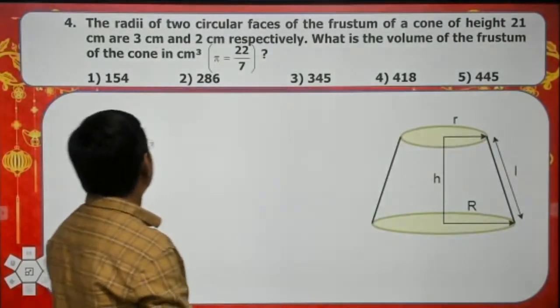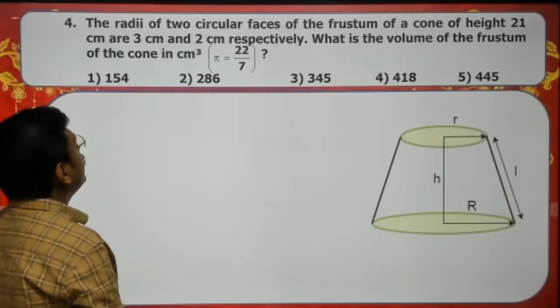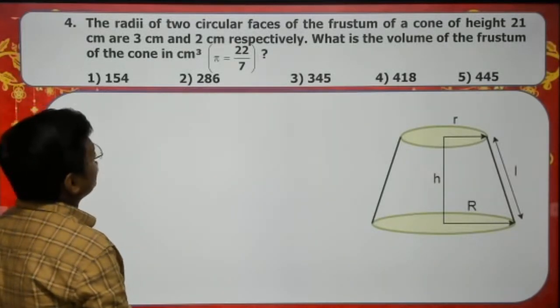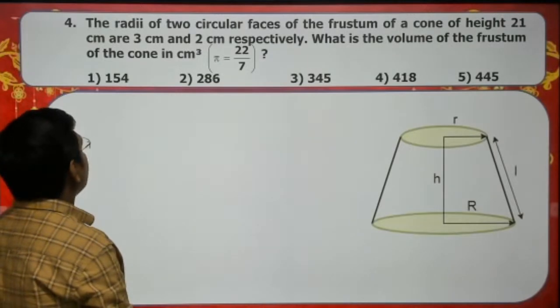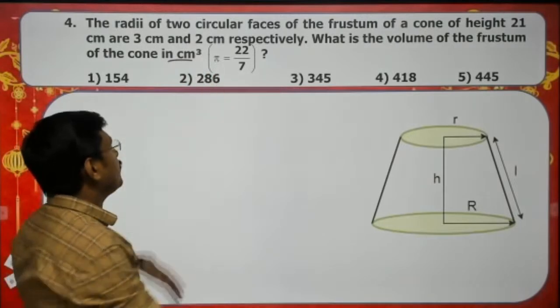Okay, I am reading this. The radii of two circular faces of the frustum of a cone of height 21 cm are 3 cm and 2 cm respectively. What is the volume of the frustum of the cone in centimeter cube? Use pi equal to 22/7, clearly given.